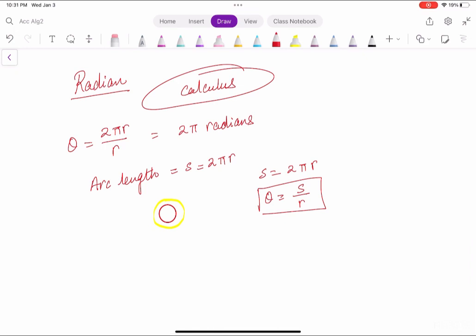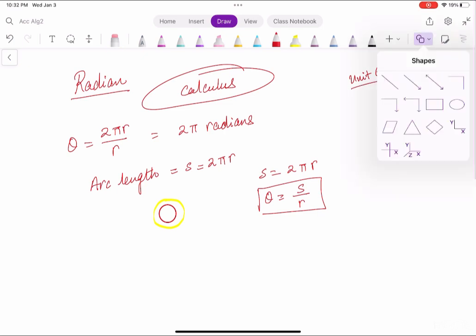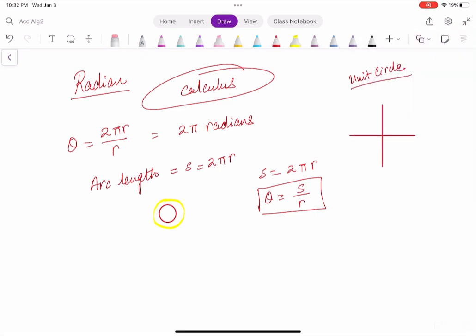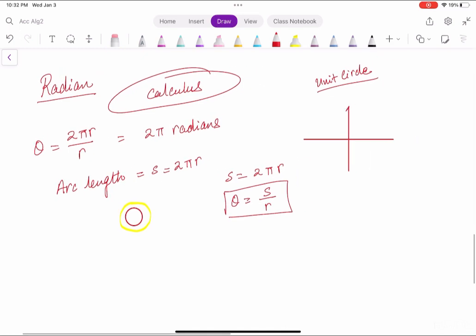So these understandings are very, very important. I will not say it is a formula. It is just a basic understanding of what the radian is. So radian in terms of angle is 2 pi radians, and that is formed by dividing the circumference by the radius. As I said, you will be learning something called the unit circle, and in the next few sessions, we will be learning about how to create a unit circle on our own.